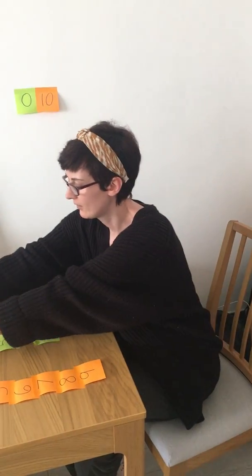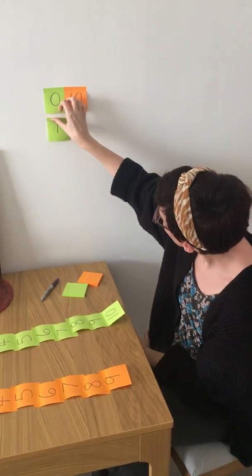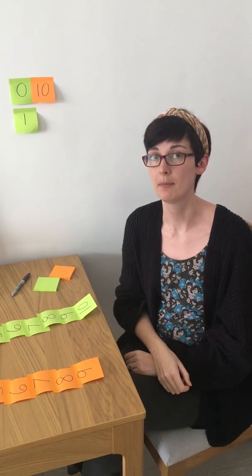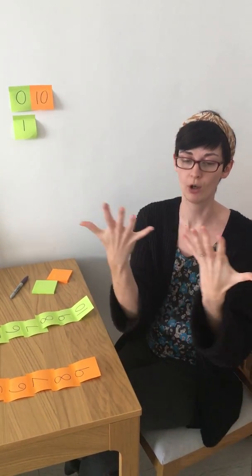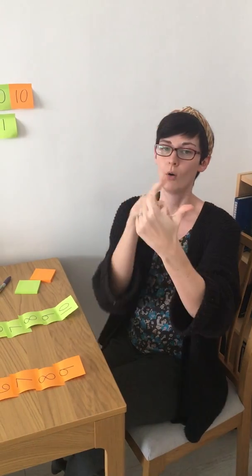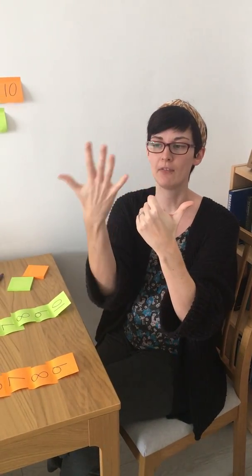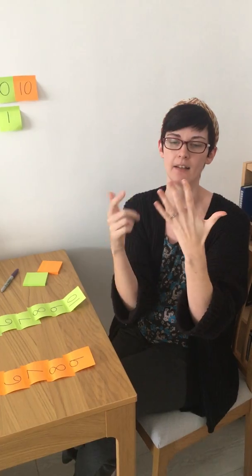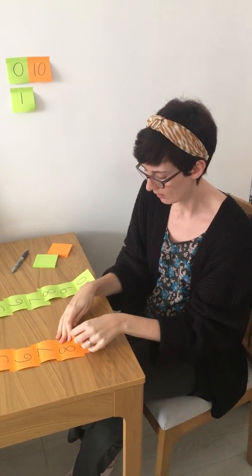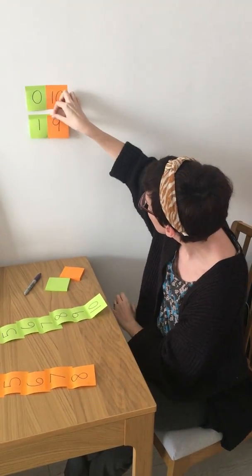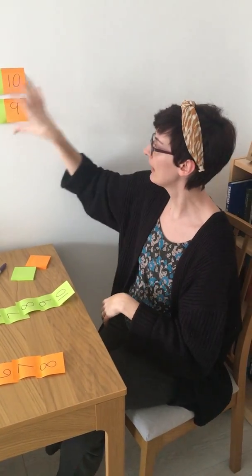Then I'm going to move on to my next green one. My next green one is 1. What number do I need to add on to 1 to make 10? And if you're not sure, you can always use your fingers. So if you think you've got the number 1, how many fingers have you got left to make it up to 10? 1, 2, 3, 4, 5, 6, 7, 8, 9. So I know that 1 plus 9 equals 10. And you just keep going until you've filled up and matched up all the different numbers with their different combinations.